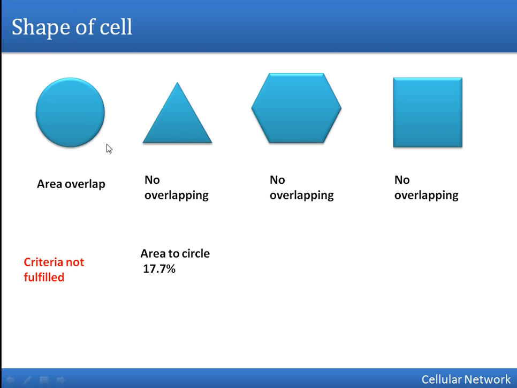Now we are going for area. So in terms of area, this shape provides maximum coverage, but this option is already rejected. So we are considering the area of the shape as compared to the circle. This triangle can cover this percent of the area of that circle. Hexagonal can cover 83 and square can cover 63. So hexagonal shape, if used to represent a cell, can cover maximum area. That's why hexagonal shape is selected to represent a cell.